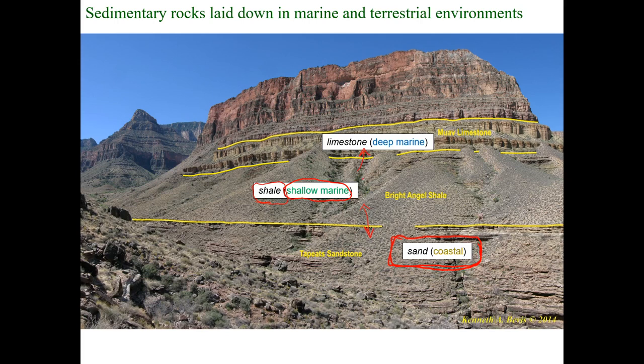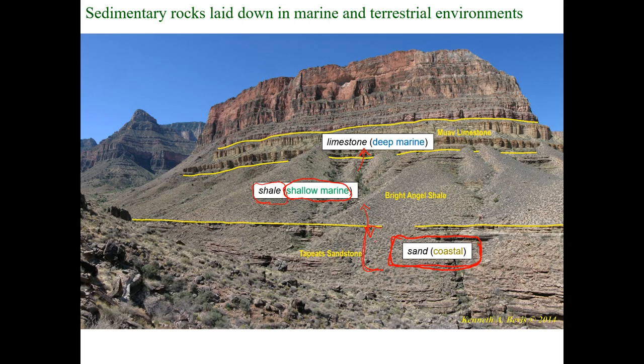Limestone only forms where there have been coral reefs. So this represents a very deep marine environment. Okay, so think about this. At this particular point on Earth that you're looking at right now, at first it was a coast.